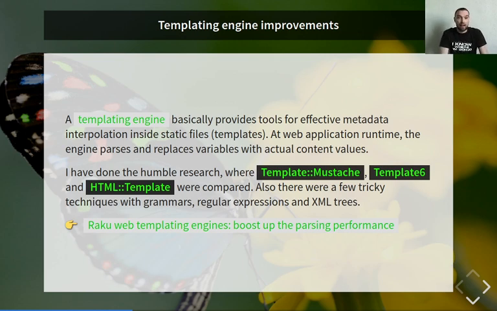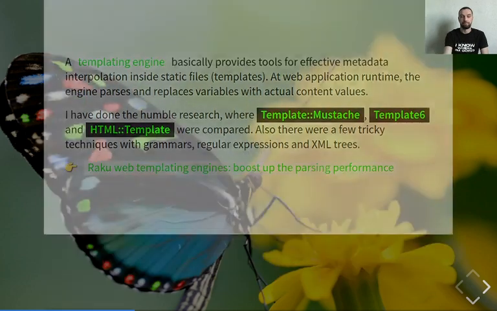I have done humble research where the Template::Mustache, Template6 and HTML::Template modules were compared. Also, there were a few tricky techniques with grammars, regular expressions, and XML trees. There were a few techniques for performance boosting we considered and explained. The results were published on the Raku Advent Calendar blog, and the link for this article is given on this slide.